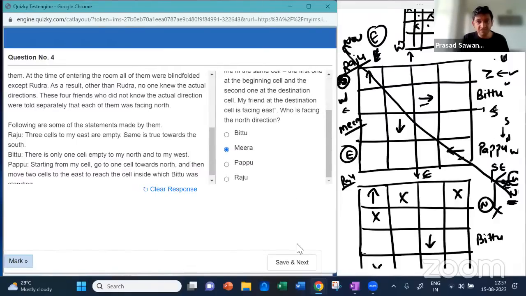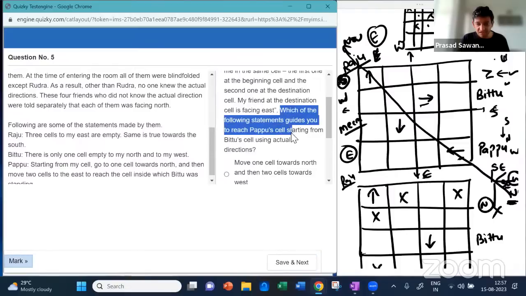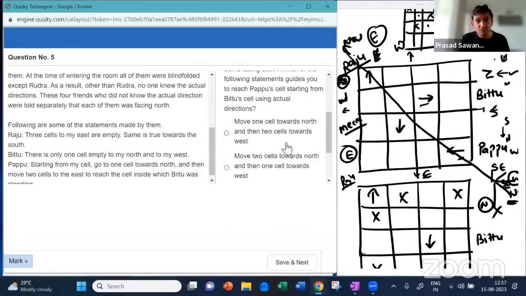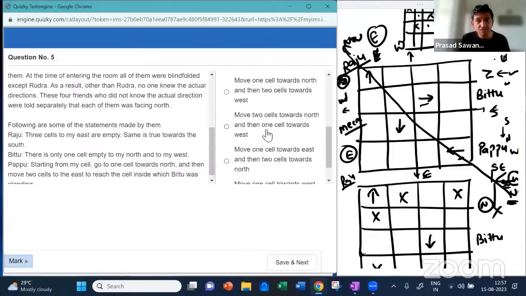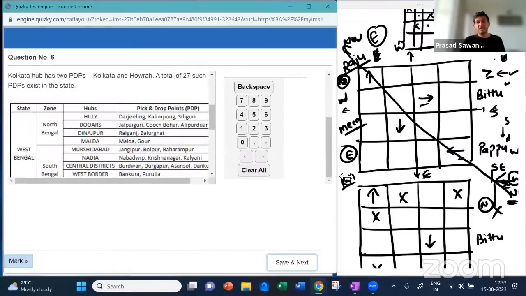Okay, thankfully it was Meera again. Good. Yeah, this one. So from here, Bittu has to go one west and two north. One west and two north. Yeah, I think we have cracked this.